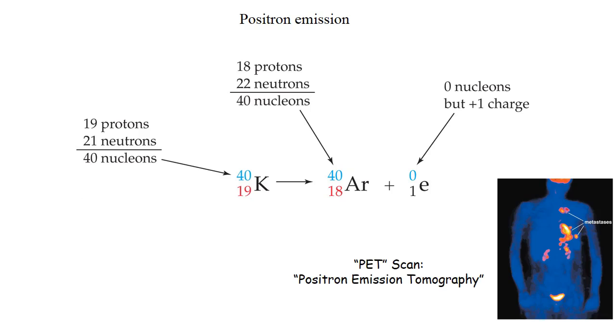Positron emission is the PE in a PET scan. These are used to do imagery in order to identify some types of cancer. So if you've heard of PET scans, then the PE in PET scan is positron emission tomography.